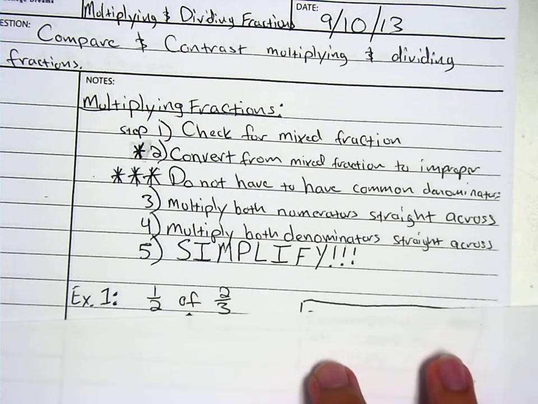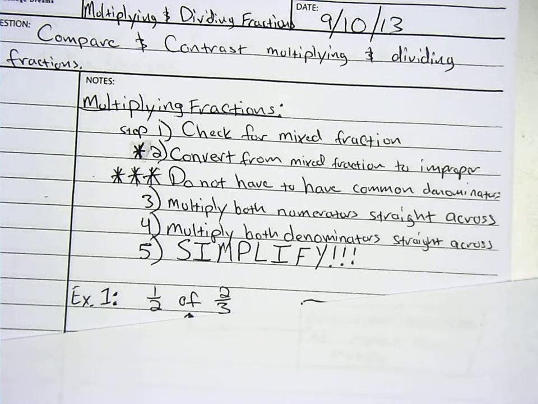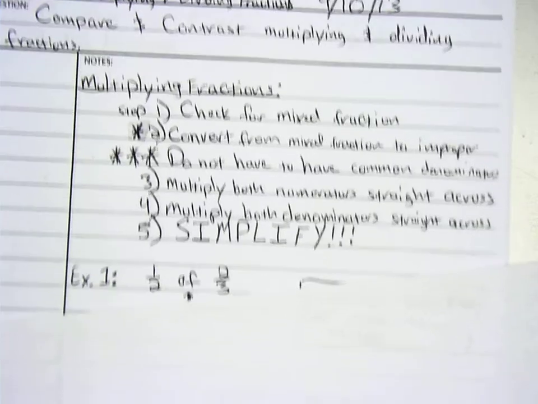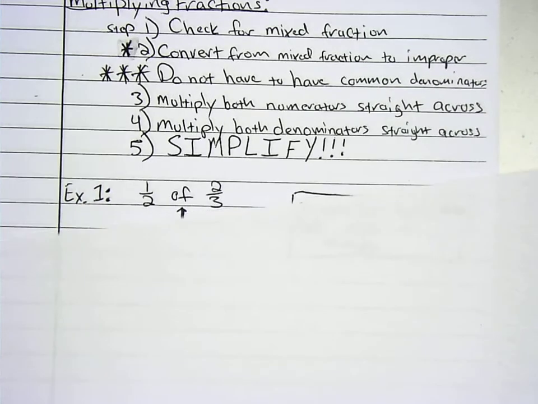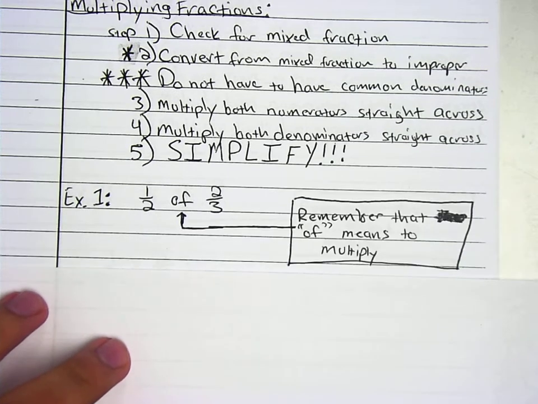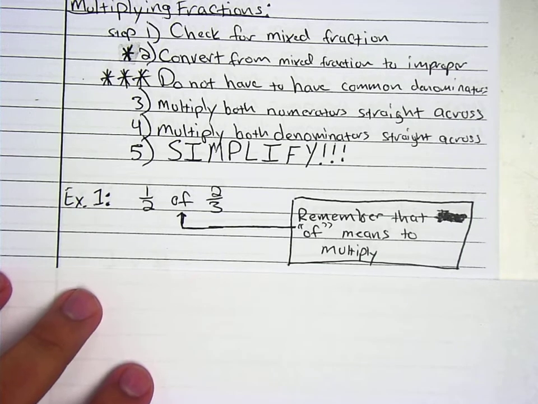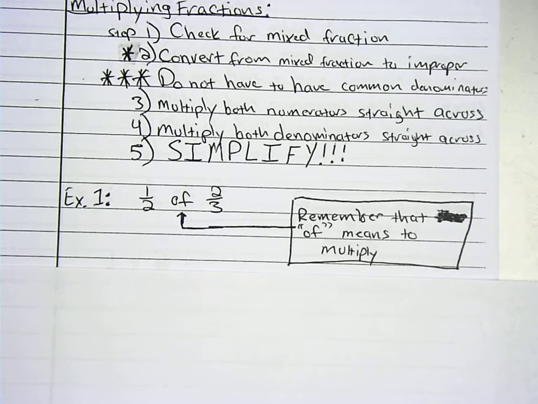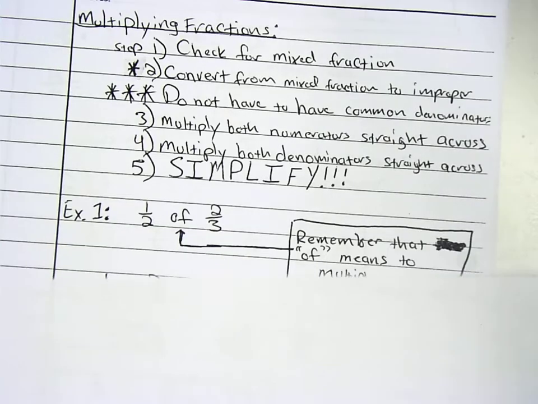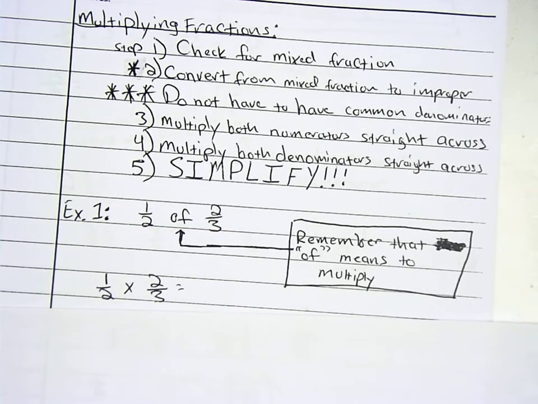So now we move on to our first example. We have 1/2 of 2/3. Now if you don't know, I put a little sidebar here for you and it says remember that of means to multiply. So we're going to rewrite it again, this time with the multiplication symbol. So now we have 1/2 times 2/3. We rewrote it and we took out of and we put the multiplication symbol in.